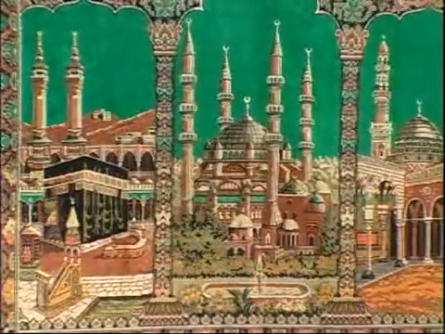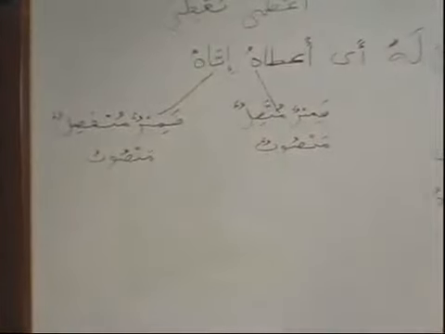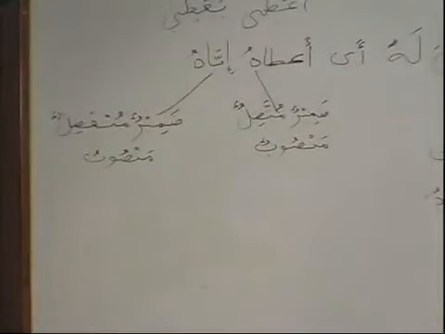There is another mansub form of the damir which is called munfasilun. Separate, on its own. This cannot come on its own. It cannot come. It has to be attached. But that iyahu can come on its own. And we will study later on in the lessons what the rules are for using damirun munfasilun, mansub. We will be learning them. But it will come.